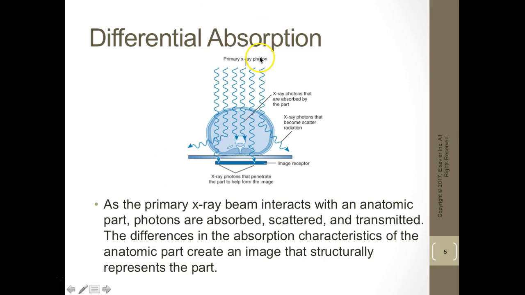As you can see here, the primary photon comes in and it can be absorbed, where it's just stopped, as you can see here in the bone. So the bone has absorbed that photon. It can be scattered, so you can see here it's coming off to the side. Scattered radiation is any photon that changes direction. Or it can pass through and hit the image receptor, so transmitted.